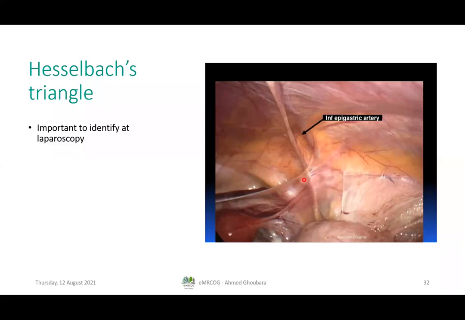So I can imagine that the round ligament will pass through here. This is the inferior epigastric, and this is the inguinal ligament right there, and this is the lateral border of the rectus muscle. So this part here is the Hesselbach triangle. Good, thank you.